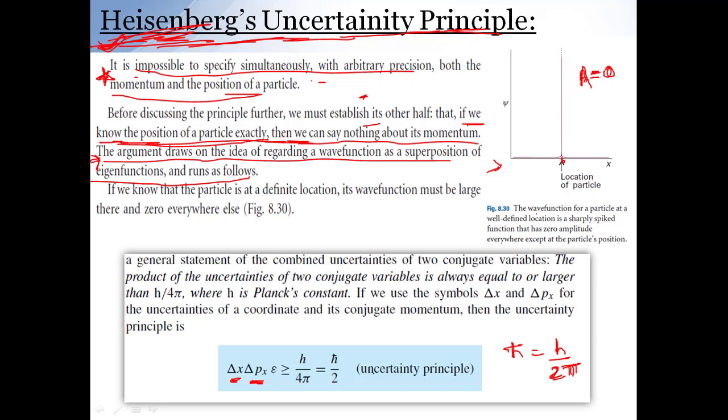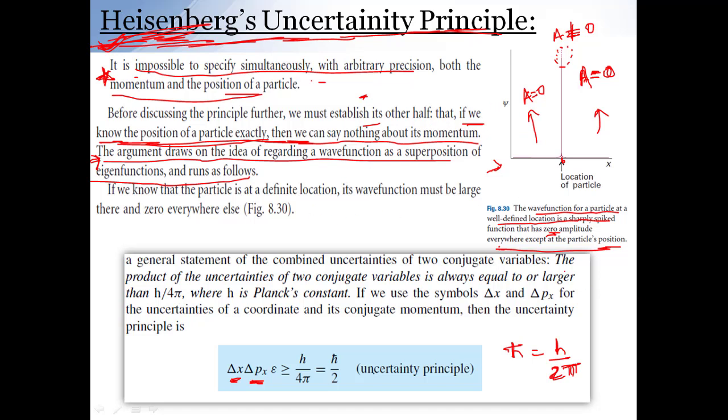Fine. So read this. The wave function for a particle at a well-defined location is a sharply spiked function that has zero amplitude everywhere except at the particle position. So here you can see the amplitude is 0, here amplitude is 0, but at this junction amplitude is not equal to 0. So what it means is that yes, at a certain position the probability of finding a particle is there, but about the momentum, we cannot predict anything.